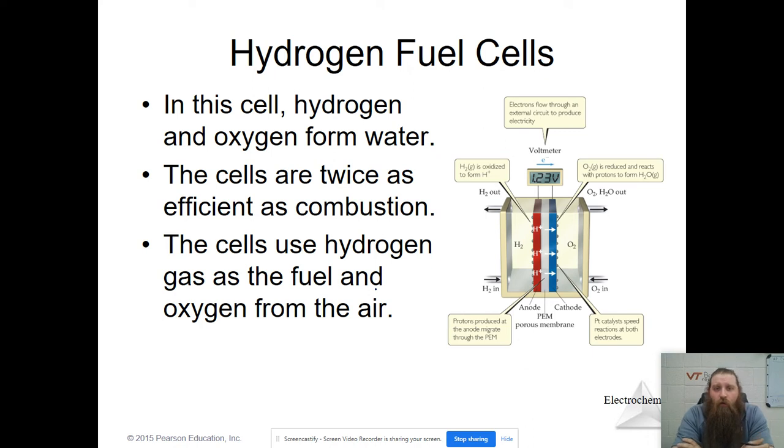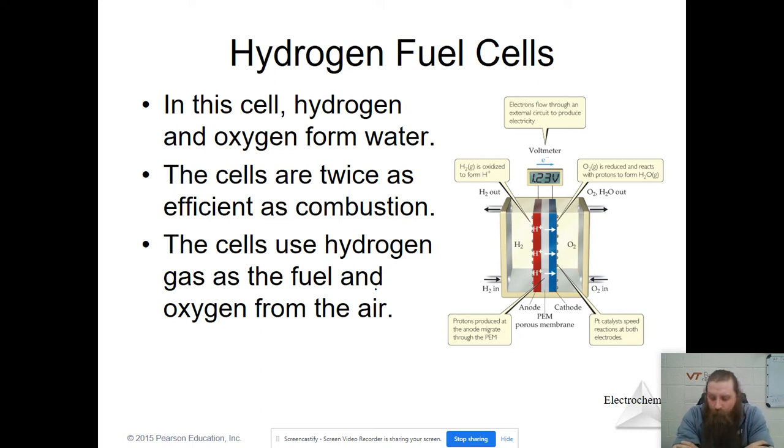So in this cell, hydrogen and oxygen are converted into water. These cells are about twice as efficient as combustion, so something around 80 or 90%. And the cells are going to use hydrogen as the fuel and oxygen from the air in order to drive this cell forward. Now, NASA actually uses the hydrogen cell in a basic environment in order to power the electrical stuff on most of its space stations.